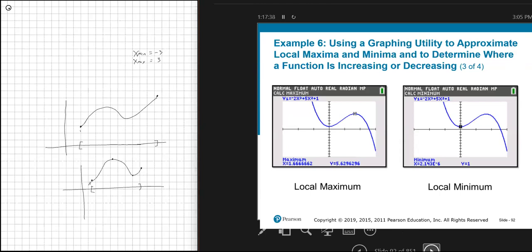Okay. So you type the function into the y equals to graph it. And then I don't remember how you do that part of it. It's been so long since I've used my graphing calculator to do these kinds of problems.